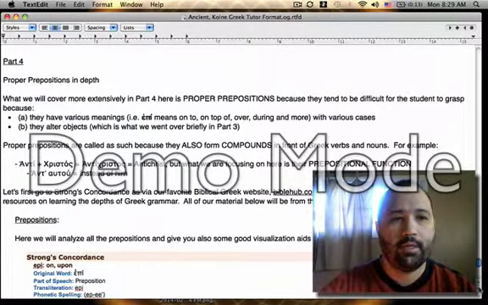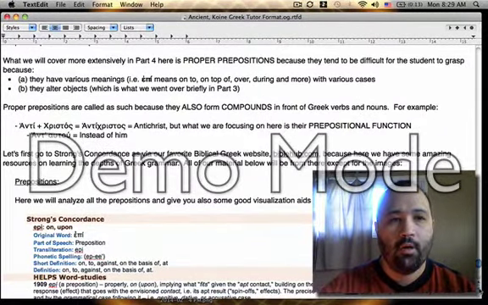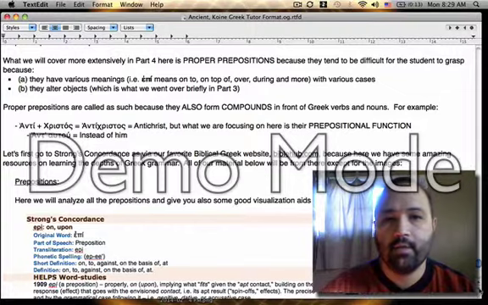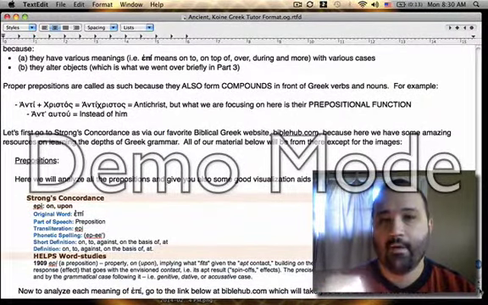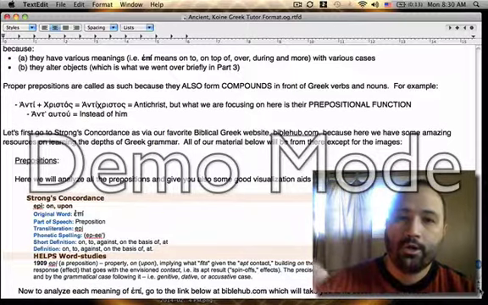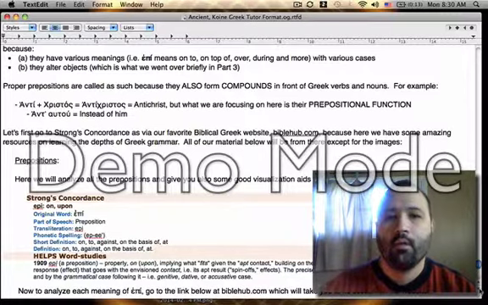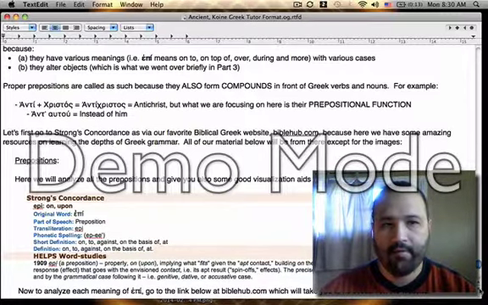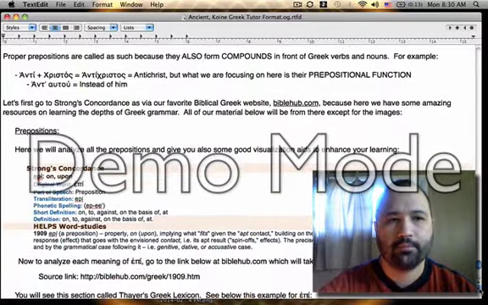So part 4 today: proper prepositions in depth. What we will cover more extensively in part 4 is proper prepositions, because they tend to be difficult for the student to grasp. A, they have various meanings. For example, epi means onto, or on top of, or during, or over, with various cases. And B, they alter objects, which is what we covered in part 3 a little bit.